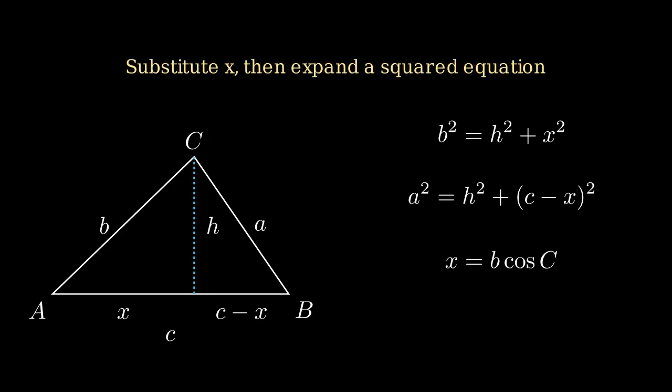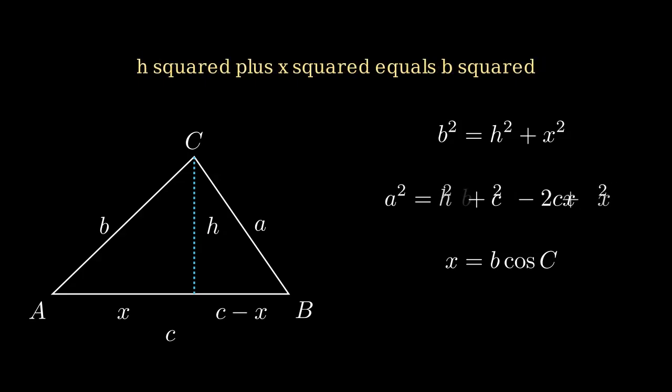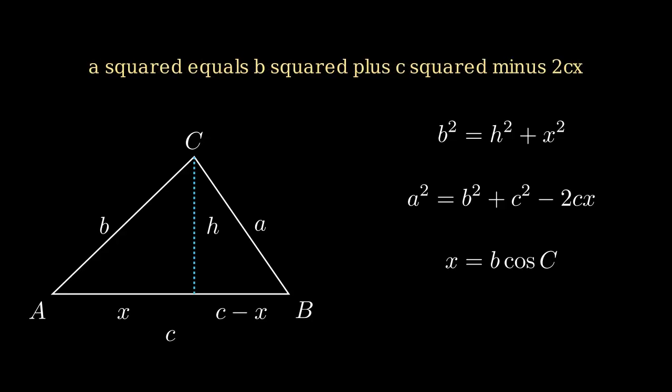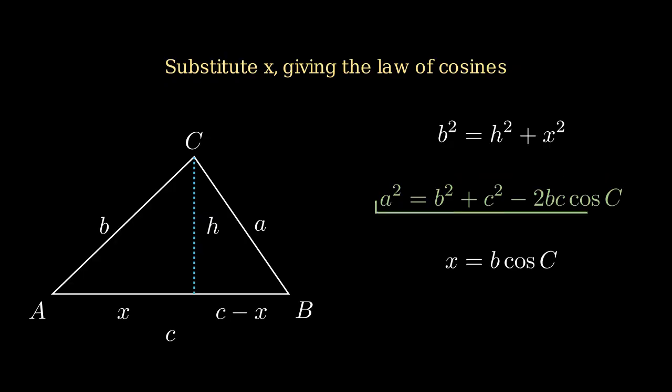Now substitute x equals b cosine C into the second equation and expand it out. a squared equals h squared plus c squared minus 2cx plus x squared. Group the h squared plus x squared together, and notice that is exactly b squared from the first equation. So a squared equals b squared plus c squared minus 2cx, and substituting x equals b cosine C gives a squared equals b squared plus c squared minus 2bc cosine C. That is the law of cosines, essentially Pythagoras, with a correction term for triangles that are not right-angled.